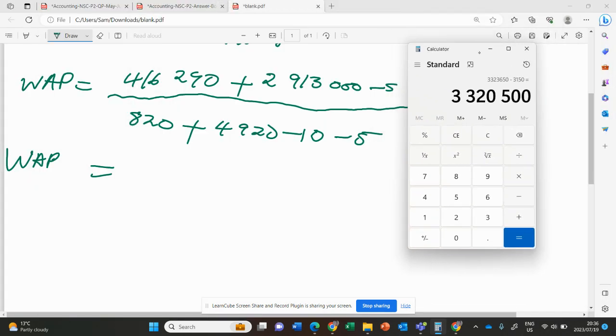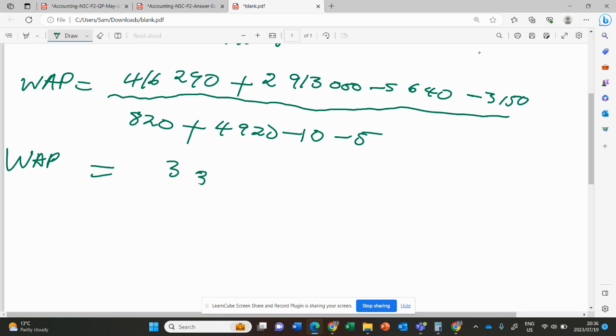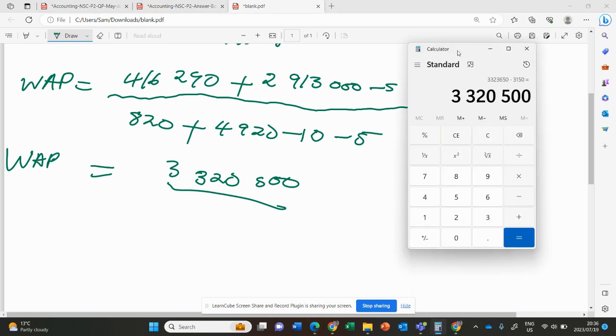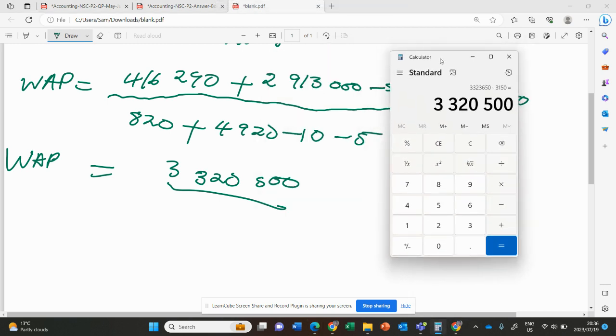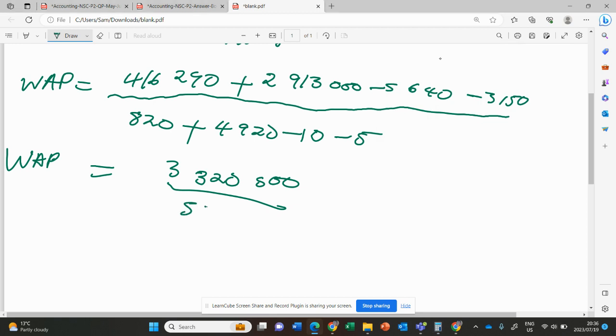So it's going to be 3,320,500 on top. Then below, the denominator will be 820 plus 4,920 minus 10 minus 5. Then that will be 5,725. Okay, let's divide and see what's happening here.